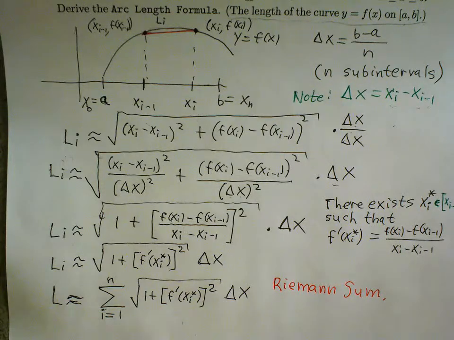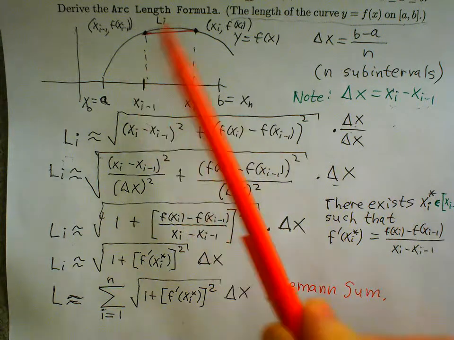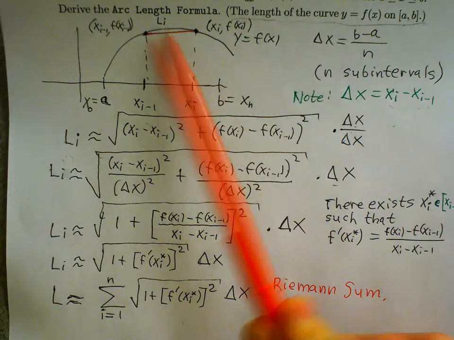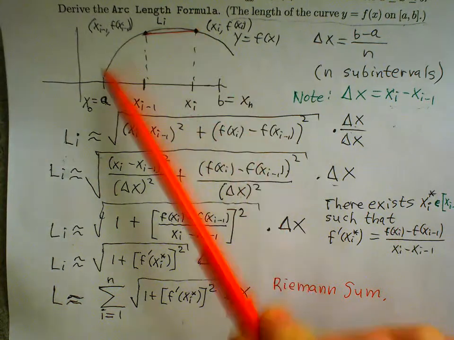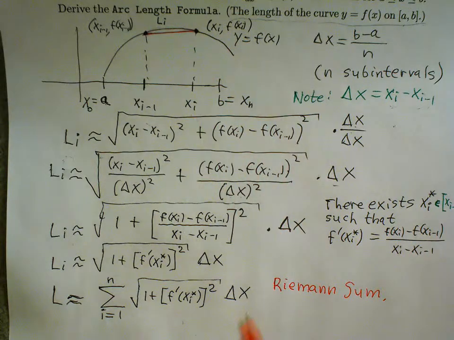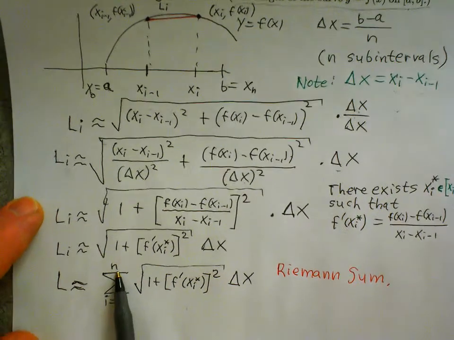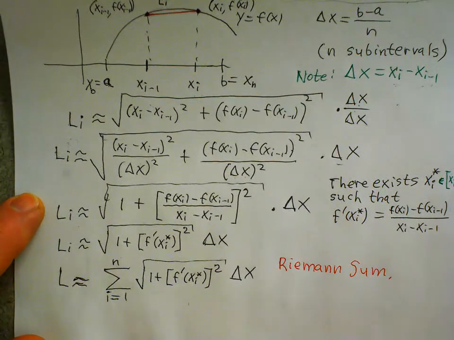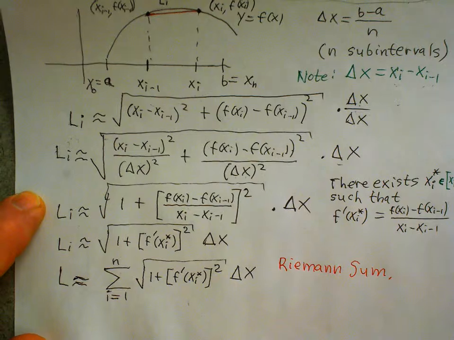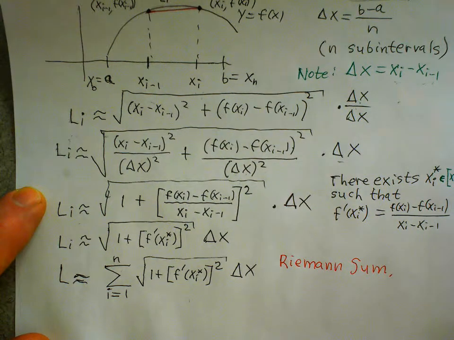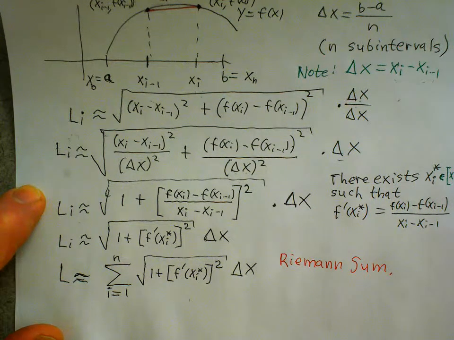And you might agree, if you look at this picture, that as n increases, our approximations for the length of the curve get better and better. The more subintervals we have, the better our approximation is of the length of the curve. So if we let n go to infinity, I'll make a note of that. Well, I might as well just write it.